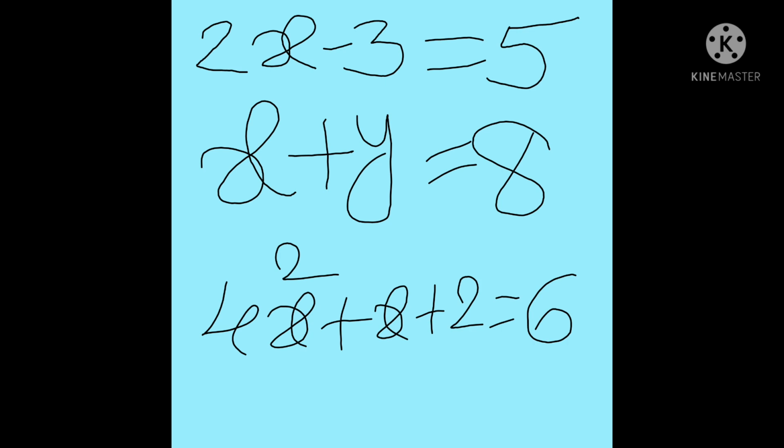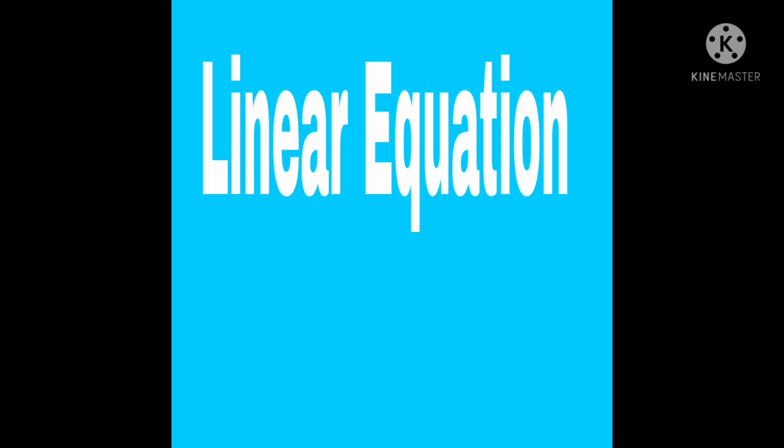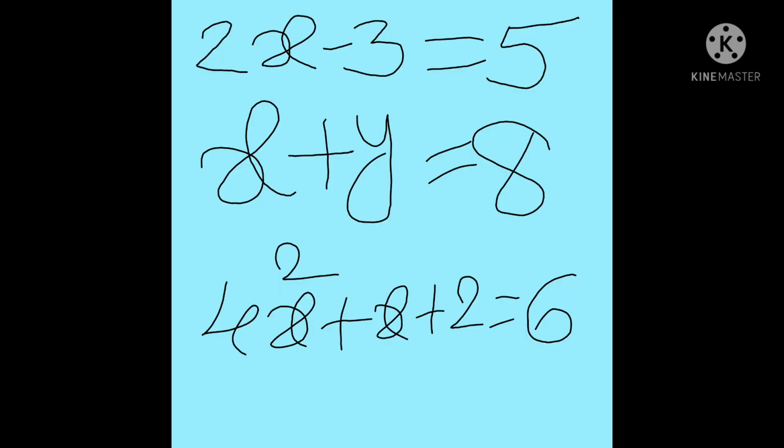That is 2. Now if the highest power of the variable in an algebraic equation is 1, such an equation is called a linear equation. In the first case, the highest power of the variable is 1. In the second case, the highest power of the variable is also 1. But in the third equation, the highest power of the variable is 2. So this is not a linear equation.